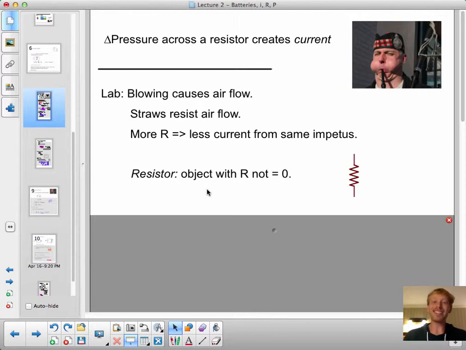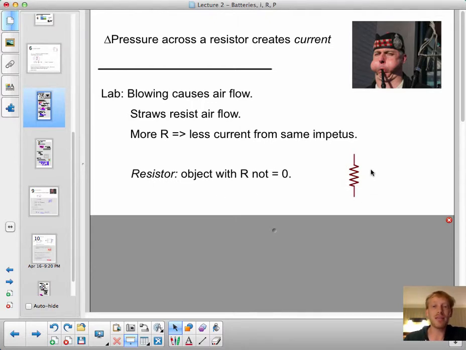The more resistance an object has, the less current you get from the same impetus, from the same cause of current to flow. If you take a long straw, remember, that had more resistance to the flow of air current than a short straw of the same thickness. When you had two short straws side by side, that had less resistance to the flow of air than just one straw alone. This is a circuit schematic of a resistor.